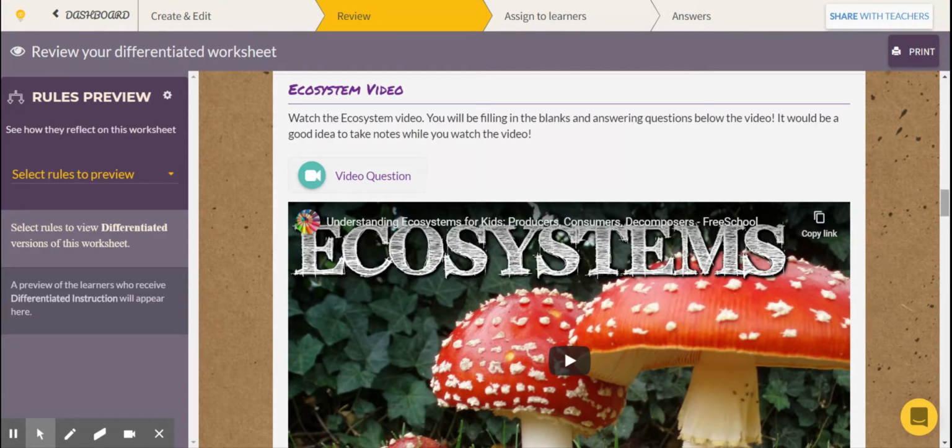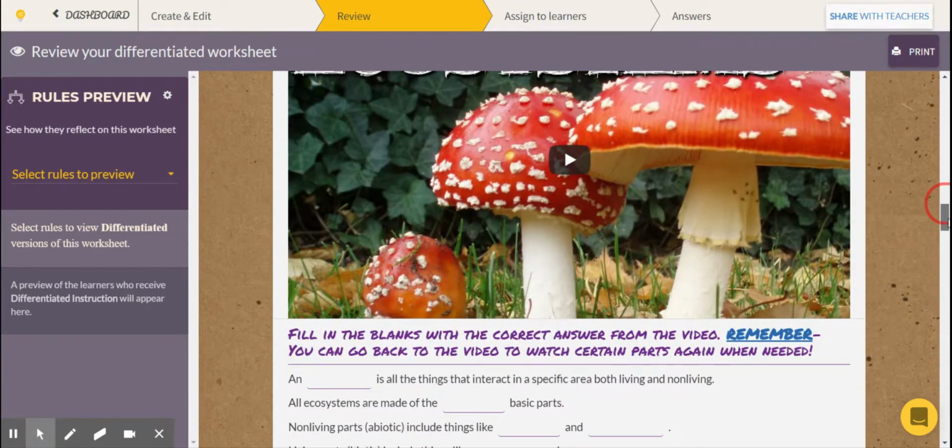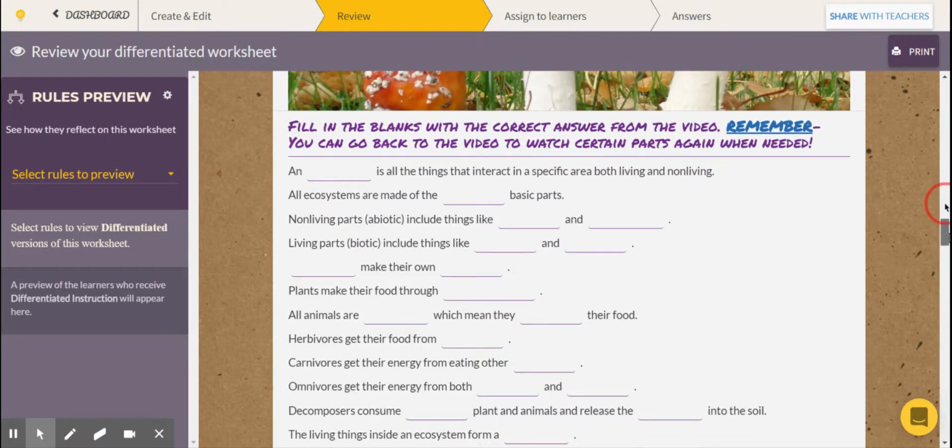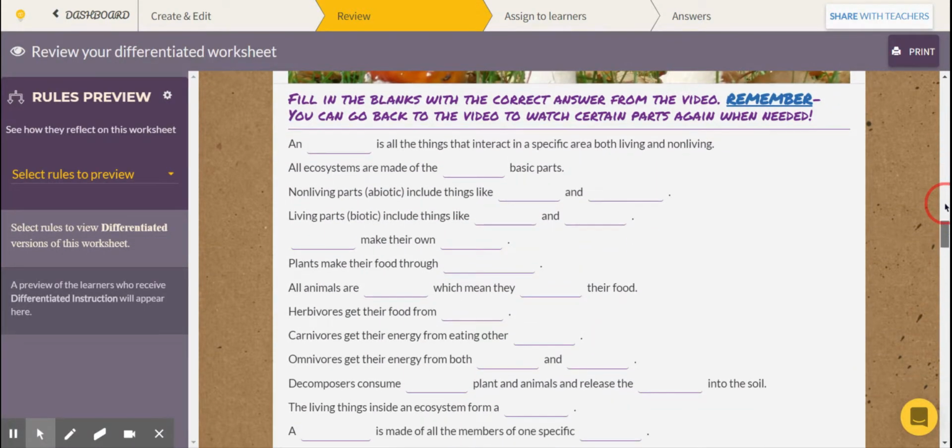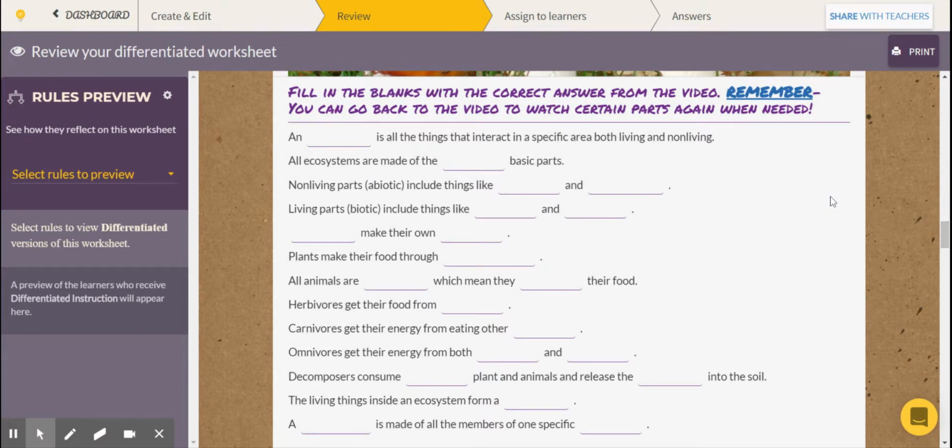So before you even start the video, you should scroll down to where the fill in the blanks are. Your instructions are to fill in the blanks with the correct answer from the video. Remember, you can go back to the video to watch certain parts again when needed. The first thing you should do before you watch the video is to go through and read each fill in the blank. Look at some keywords on what you should be listening for as you are watching the video.